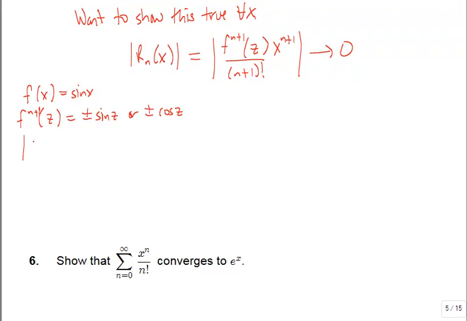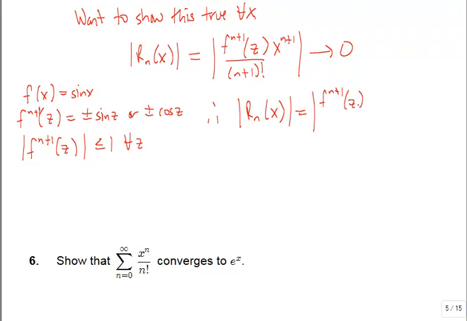Now, what do we know as a bound for that? Well, we know that sine and cosine are always less than or equal to 1 for every value of z. So that means, therefore, that this remainder, which is equal to this nth plus 1 derivative at z over n plus 1 factorial times x to the n plus 1, must be less than or equal to, if this is going to be less than or equal to 1, then that leaves us with just x to the n plus 1 over n plus 1 factorial. So the remainder is bounded by this term.